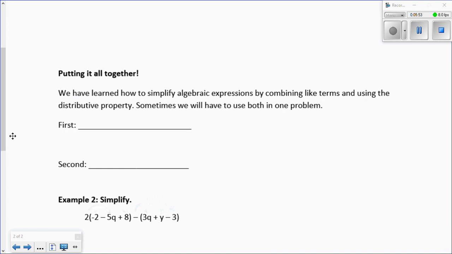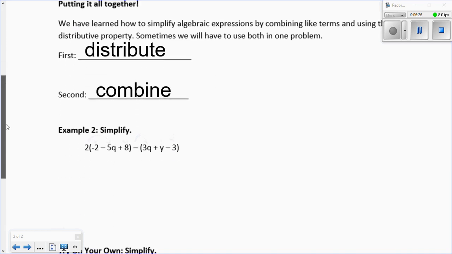Okay? We've learned the different parts of simplifying an algebraic expression, using combining like terms and using the distributive property. But most of the time, you're going to have to do both in one problem. So when you have to decide which one to do first, there's an order that we're going to go in. First thing we're going to do is distribute. Make sure we get rid of those parentheses first. Next, we're going to combine our like terms, because after we distribute, then we actually know what our terms are, and we can look for any like ones. Okay? So here's our first example with it.